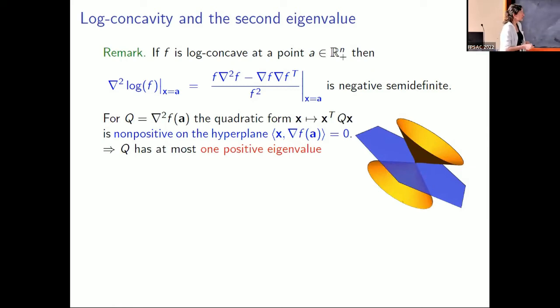It's not too hard to see that this implies that the Hessian of f, not the log of f, actually has to be negative semi-definite on the hyperplane orthogonal to the gradient. So this means that the quadratic form given by the Hessian at this point is non-positive on some hyperplane, namely the hyperplane of points orthogonal to the gradient evaluated at whatever a is. Here's a picture of a hyperplane and a quadratic form that's positive in some region and negative on this blue hyperplane. You can see that this means that this defining symmetric matrix has to have at most one positive eigenvalue.